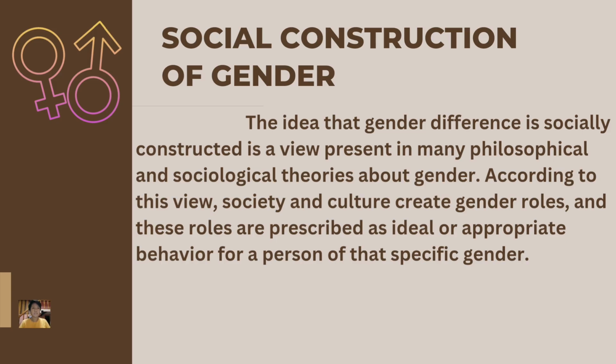Social construction of gender. The idea that gender difference is socially constructed is a view present in many philosophical and sociological theories about gender. According to this view, society and culture create gender roles, and these gender roles are prescribed as ideal or appropriate behavior for a person of that specific gender. So when we say gender difference is socially constructed, it is an idea that has been created and accepted by the people in a society.